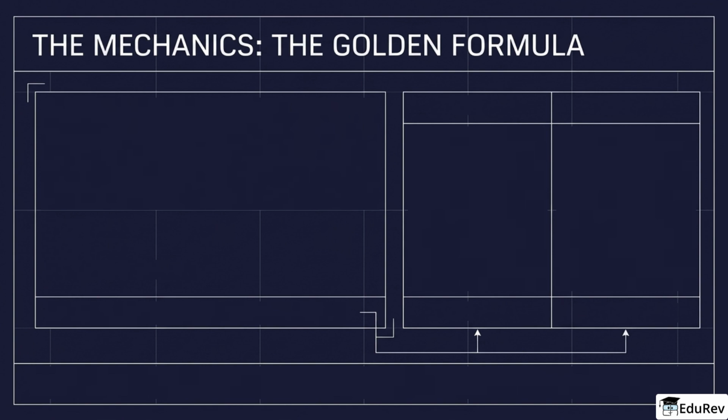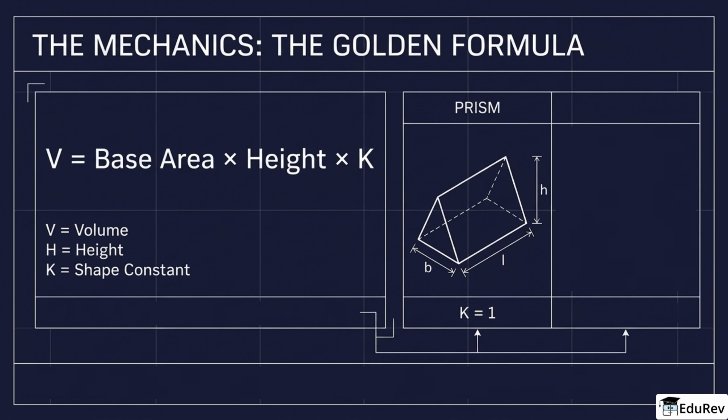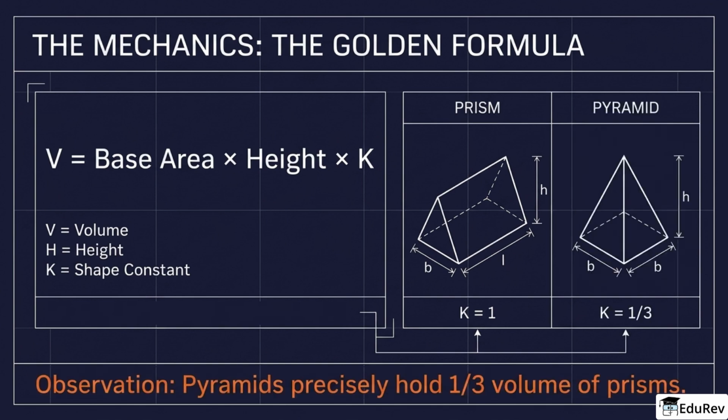The golden formula brings the whole idea together. Volume equals base area multiplied by height multiplied by a shape constant. For prisms, that constant is 1. And for pyramids, it is 1/3. That is one of the cleanest facts in mensuration, and it is worth remembering exactly because it appears in many forms. The deeper lesson is that 1D length grows into 2D area and then into 3D volume through height.